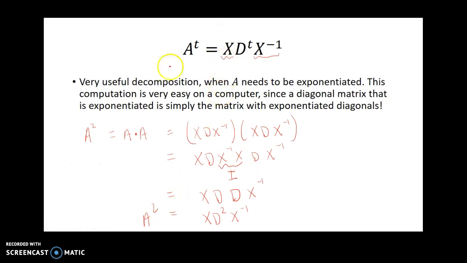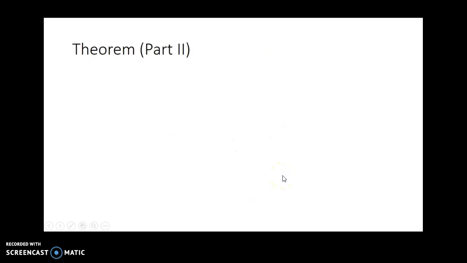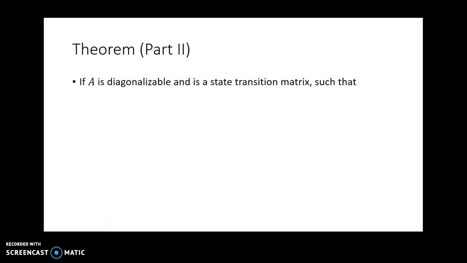A cubed would be a similar process, except we'd multiply by another factor of XDX inverse, and this X inverse and this X would cancel out, produce the identity, and I'd have XD cubed X inverse, which would boil down to this computation here. Okay, so that is one of the useful features of that matrix. Part 2 of this theorem is the one that we like to use for dynamical systems.